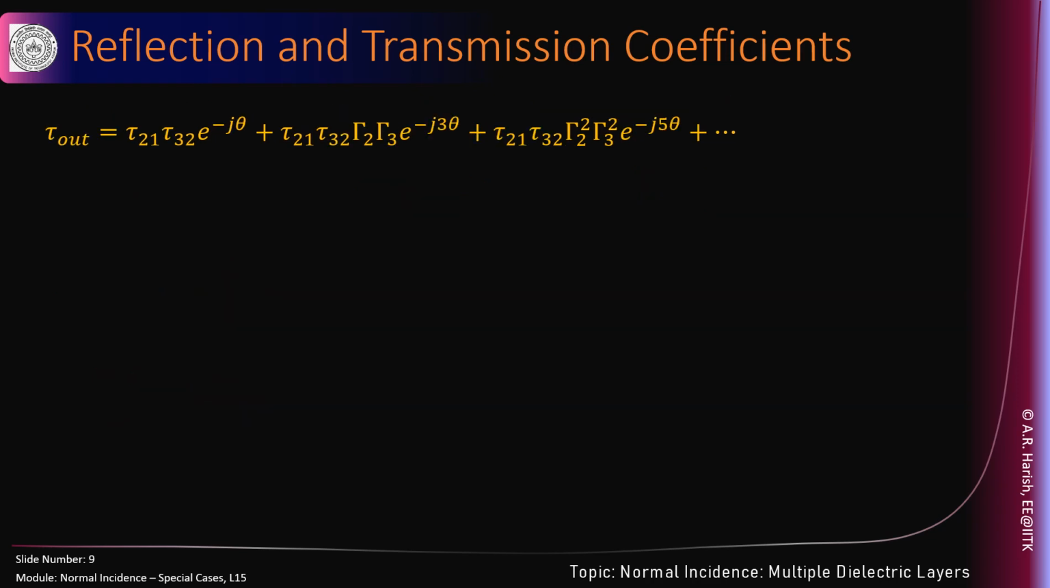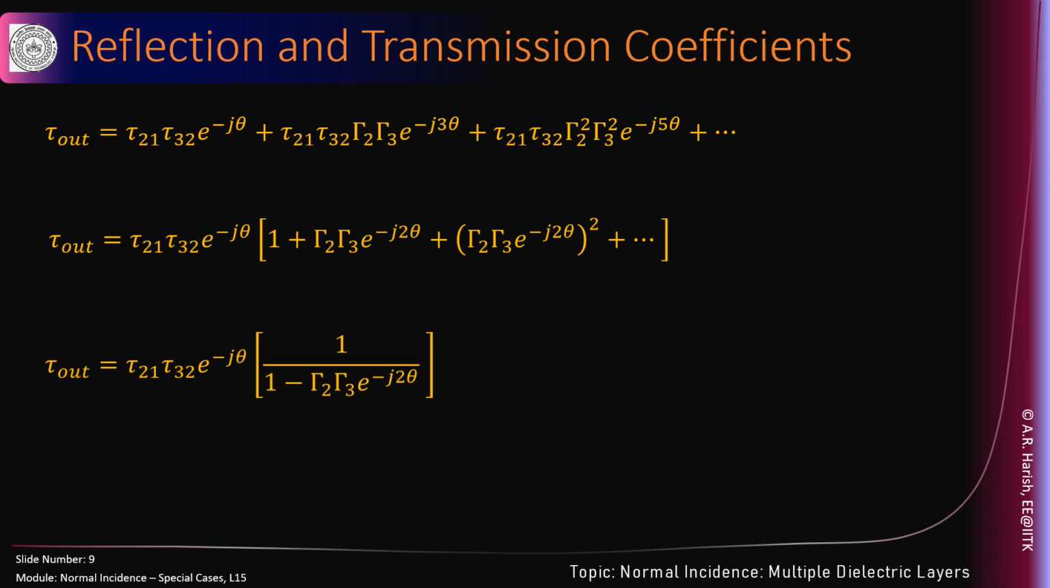Now, how about tau? Tau out, that's very straightforward. Simply take tau 21, tau 32 e to the power of minus j theta common. Once again, 1 plus r plus r square terms, and the result is straightforward. No great complexity here. We managed to find tau out, gamma in using multiple reflections and converging results.